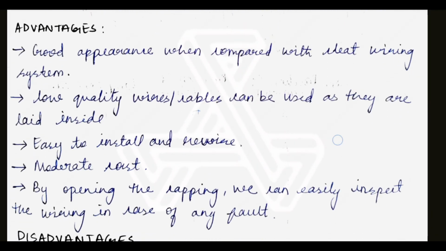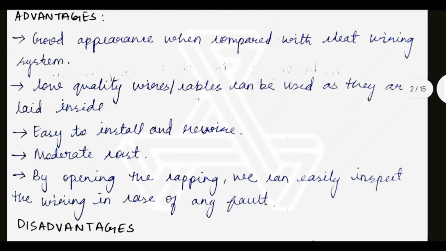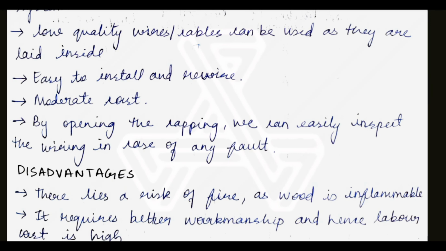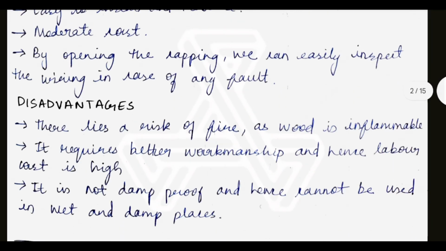Advantages: good appearance when compared with the lead wiring system. Low quality wires and cables can be used as they are laid inside. Easy to install and remove. Moderate cost. By opening the capping, we can easily inspect the wiring in case of any fault.